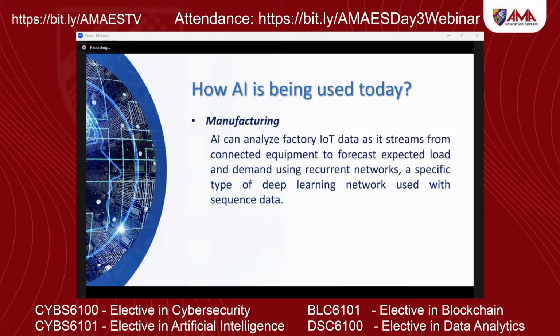Next, AI can also be used in the manufacturing sector. AI can analyze factory IoT. IoT stands for Internet of Things data as it streams from connected equipment to forecast expected load and demands using concurrent networks. This is a specific type of deep learning network used with sequence data.